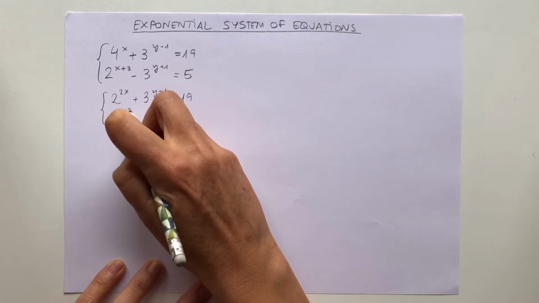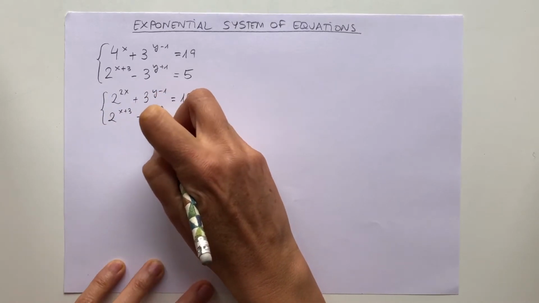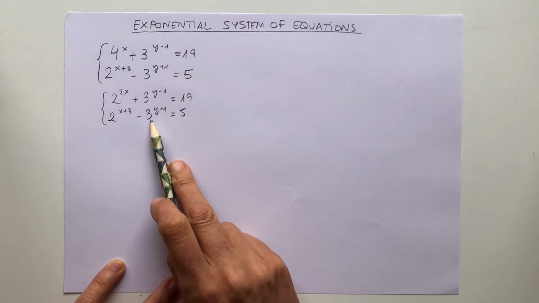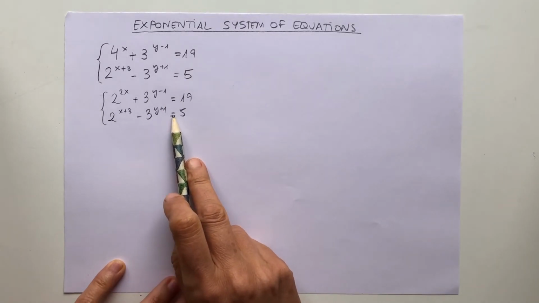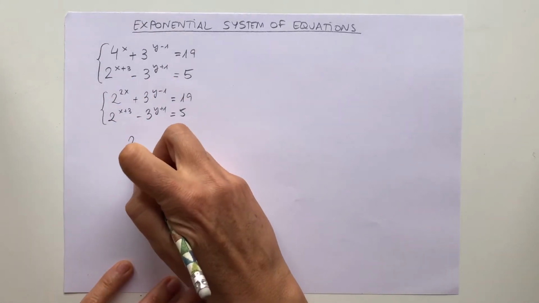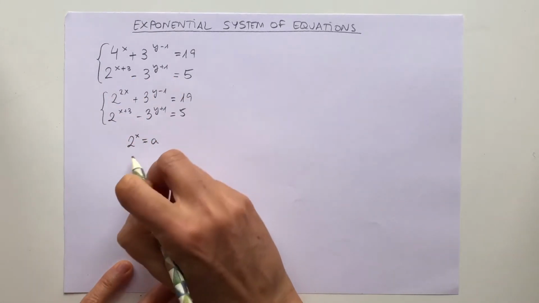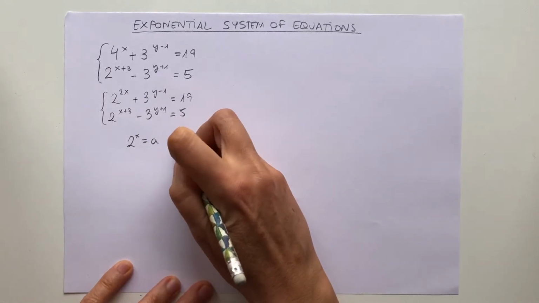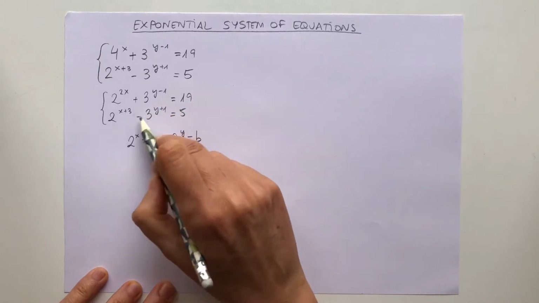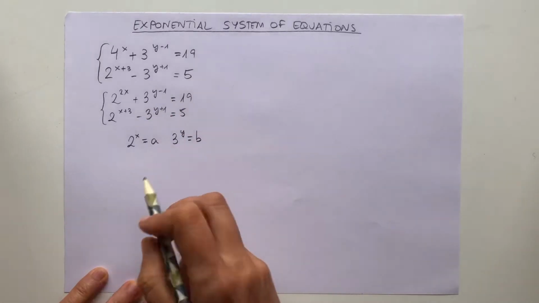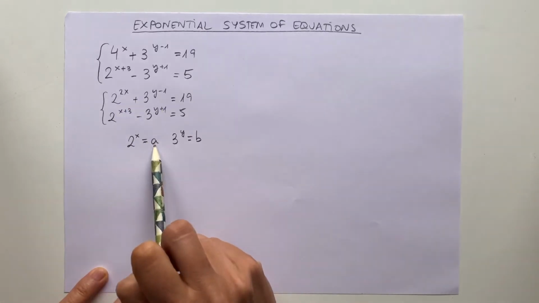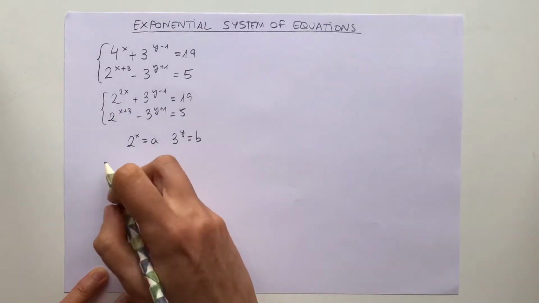And then I copy the other equation. The best choice here is to change the variable, because it would make things easier. So I will call 2 to the power of x "a" for me, and 3 to the power of y "b". And now we are going to rewrite the equation using these two new variables. So this would be a squared, right?